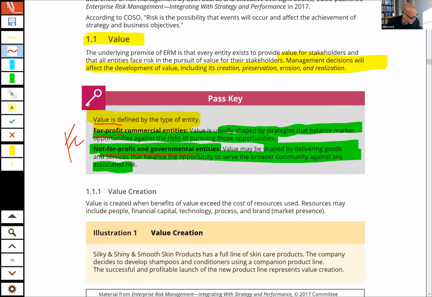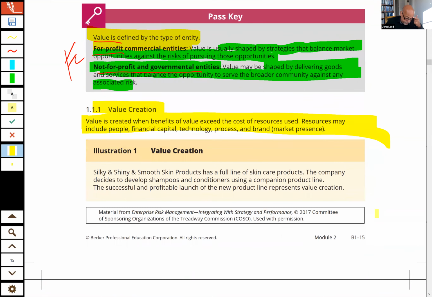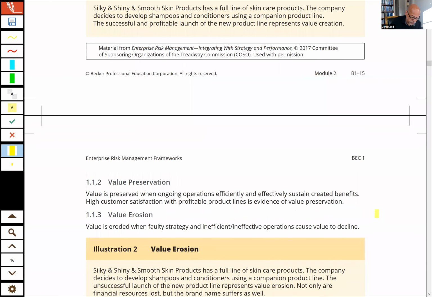Okay, now you come over and we look at value creation. Value creation is created when benefits of value exceed the cost of resources. Okay, and you can see that there are a variety of resources: human capital, actual capital, right? Financial capital, technology, et cetera. All of these are costs, and the benefits should outweigh the cost in the creation of value, okay? All right, good. Now you come over and you take a look at value preservation.